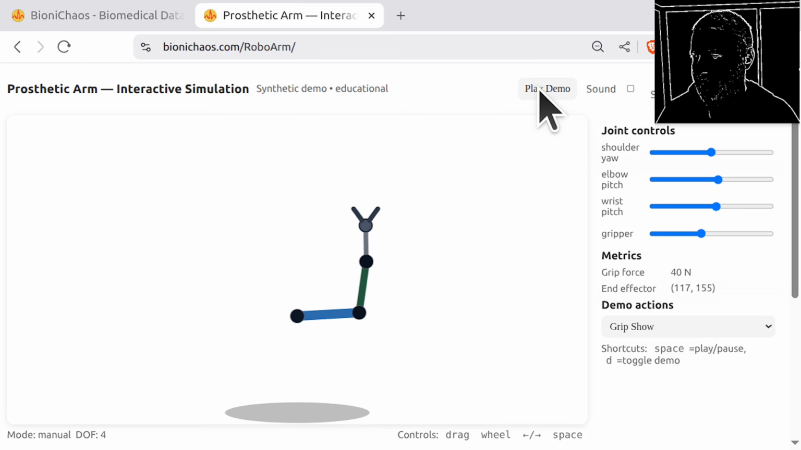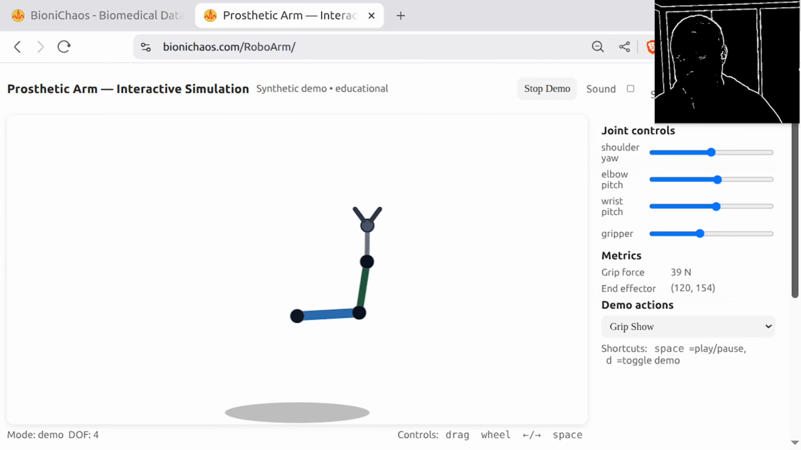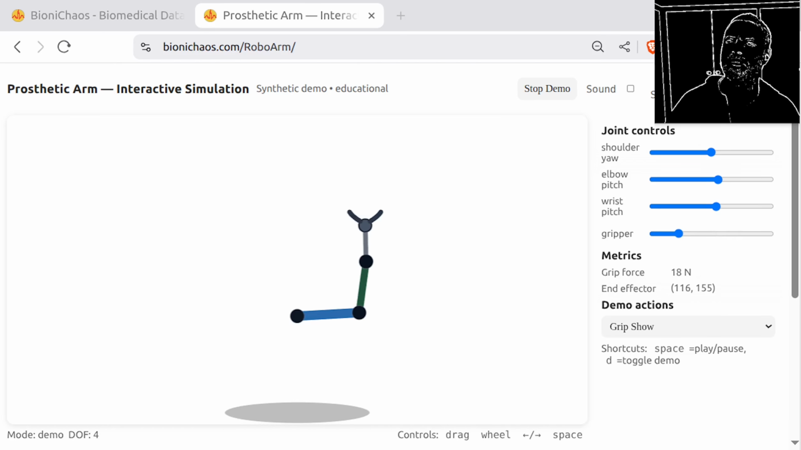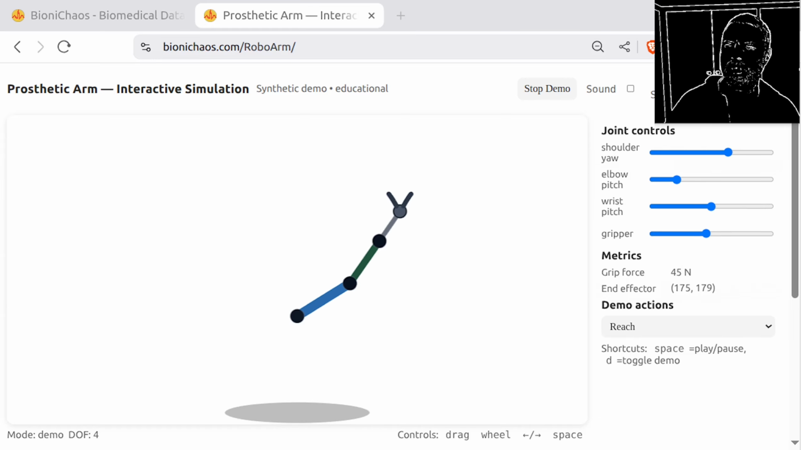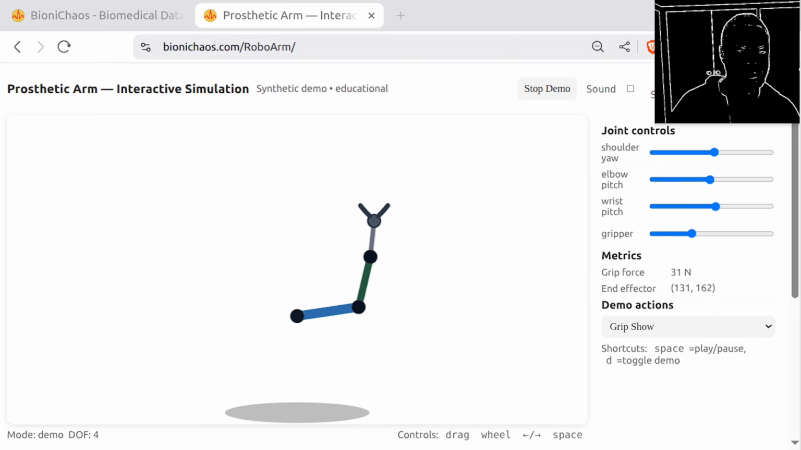Can you look at what's happening now and explain the grip force in relation to the grip slider? I can see that as you move the gripper slider to the right, the gripper closes, and the grip force value increases. Conversely, as you move the slider to the left, the gripper opens, and the grip force value decreases, becoming 0 when the gripper is fully open. This suggests a direct relationship between the gripper opening and the amount of force it can apply.